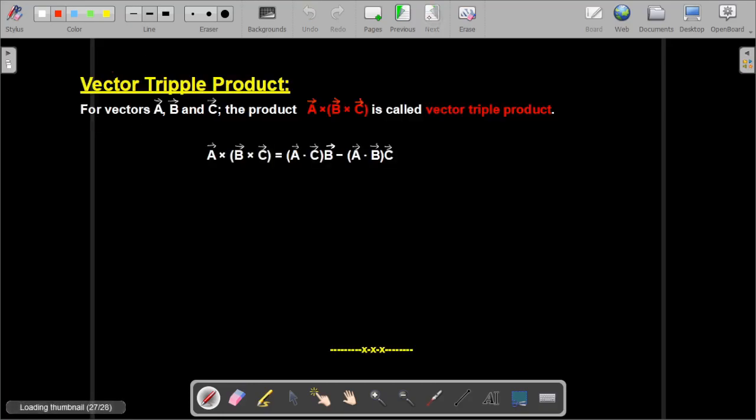Now come to our final topic, the vector triple product. What is the vector triple product? This time the result will be a vector. Understood? Suppose, look at this vector triple product. That means no dot sign is there. All signs are cross signs.